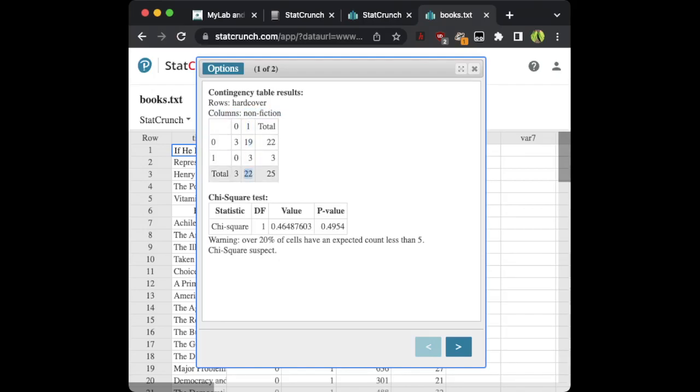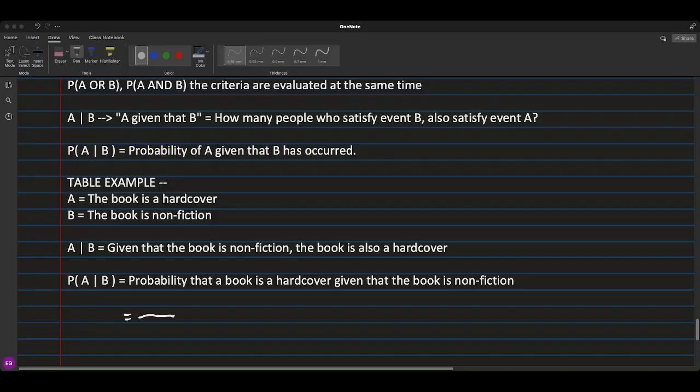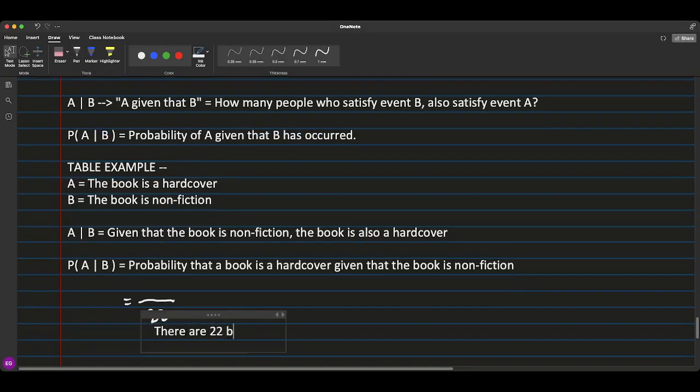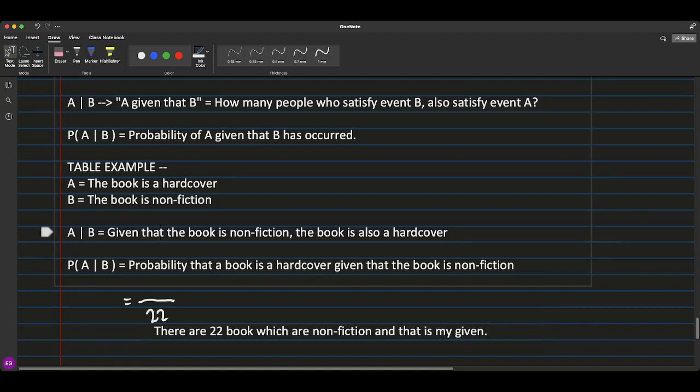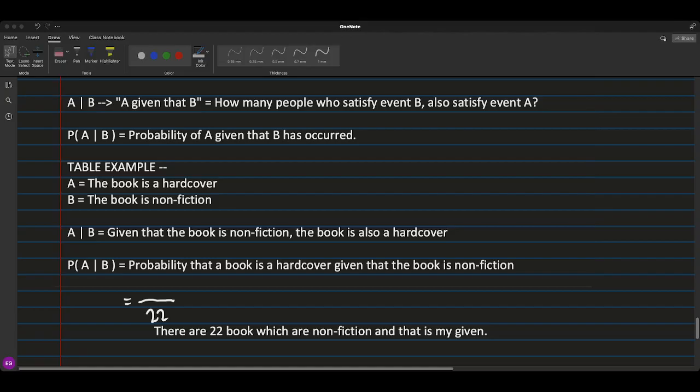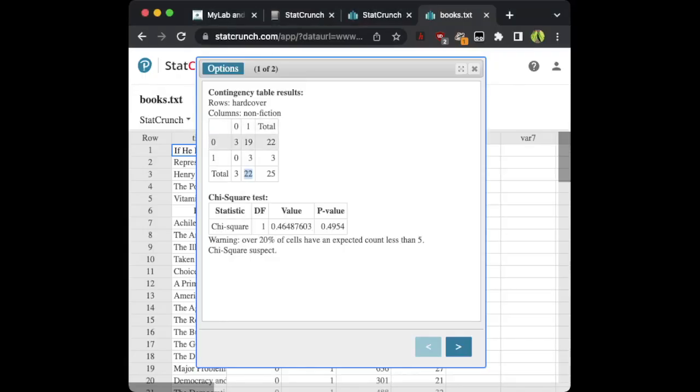So how many books in total are there that are nonfiction? 22. So that's going to be my denominator. I'm going to put 22 here because there are 22 books which are nonfiction, and that is my given. Now the question is, of the books that are nonfiction, how many of those are a hardcover? So we can go back and look, and hardcover is this row right here. Remember, we were looking at the column with the 1. So of those 22 books, 3 of them are hardcover, and that will be our numerator.